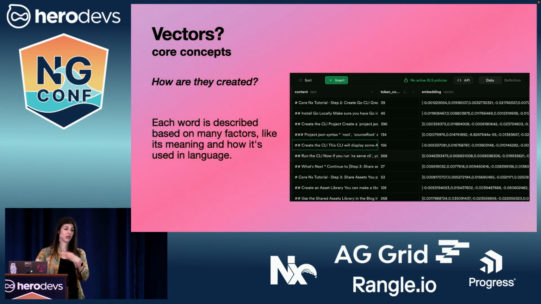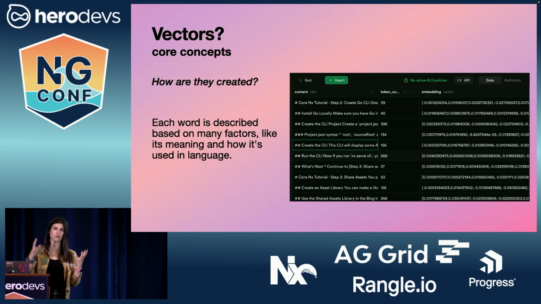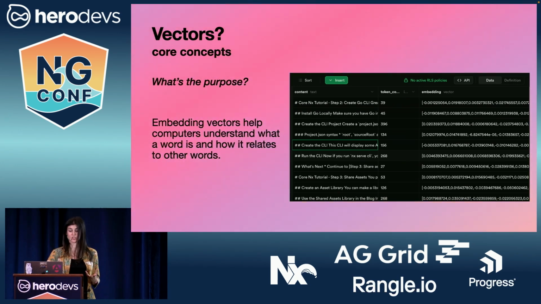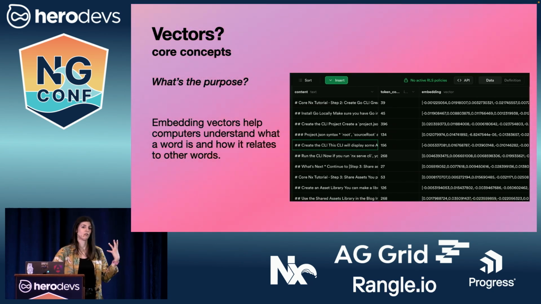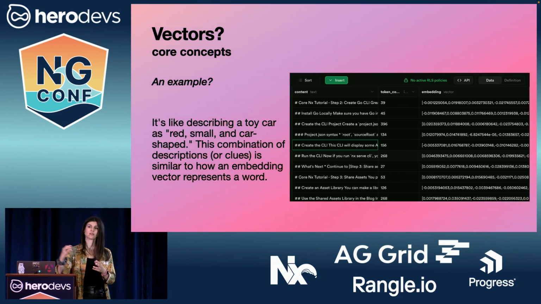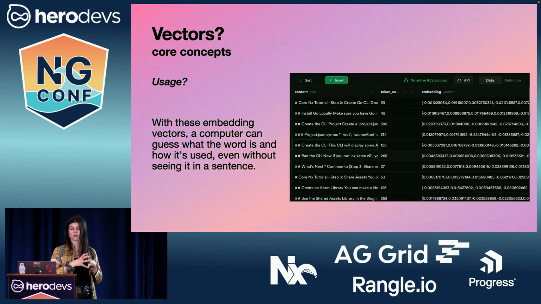Each word is described based on many factors. So for example, the word grandfather that we saw before can be described by many words according to whatever makes sense to the computer or the model that does it. The purpose is to help computers make sense of the words. An example is like describing a toy car as red, small, and car shape. This combination of descriptions or clues is similar to how an embedding represents a word, but it represents it in an array of numbers. With these embeddings as vectors, a computer can guess what the word is and how it's used, even without seeing it in a sentence.